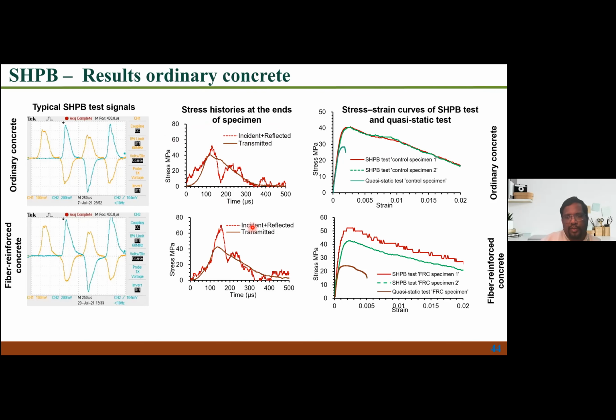And this is for fiber reinforced concrete. Again, for fiber reinforced concrete, at different strain rates, you can clearly see here that strength, stiffness, and strain at failure, everything increases. So it is in line with what we have seen in the previous slides.